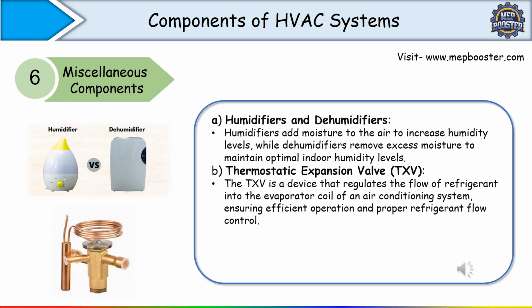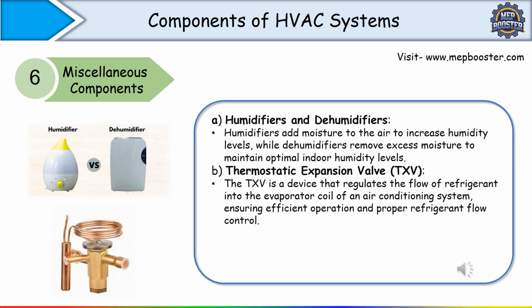Conversely, if the temperature decreases, the fluid contracts, reducing the pressure on the diaphragm and closing the valve to restrict refrigerant flow. So this continuous adjustment ensures that the superheat remains constant, optimizing the efficiency of the evaporator coil and the overall performance of the HVAC system.